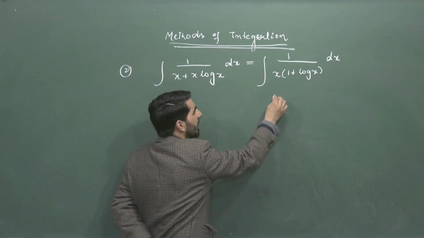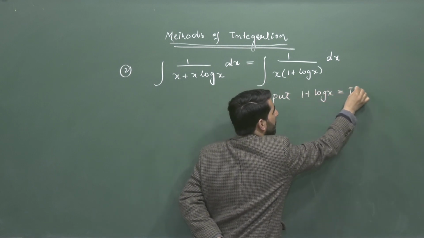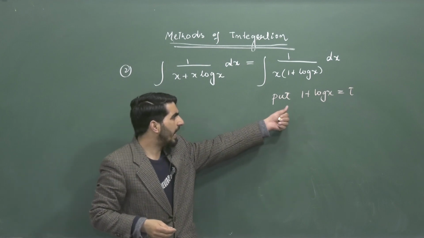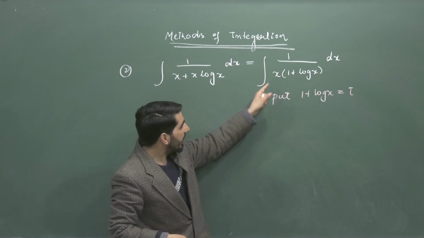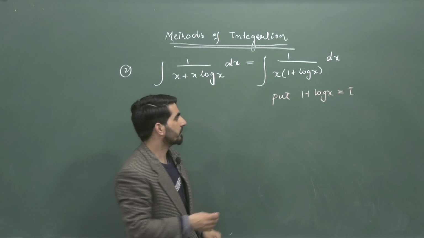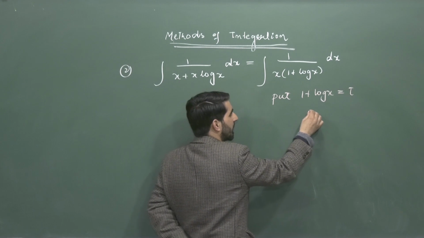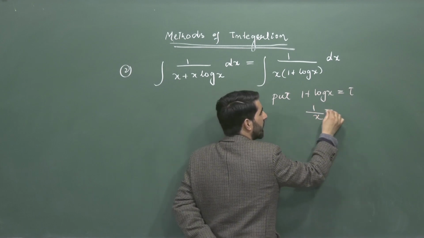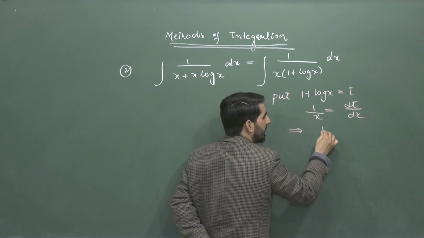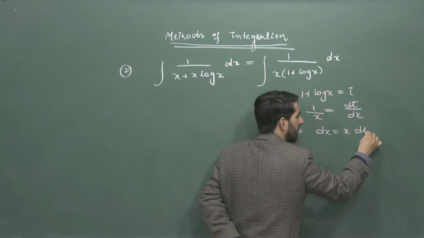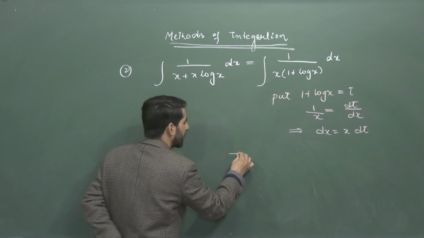Now we will put 1 plus log x equal to t. Why? Because the differentiation of 1 plus log x is 1 by x, and this x will be cancelled here. So differentiating both sides with respect to x, we get 1 divided by x equal to dt divided by dx, which implies dx is equal to x dt.